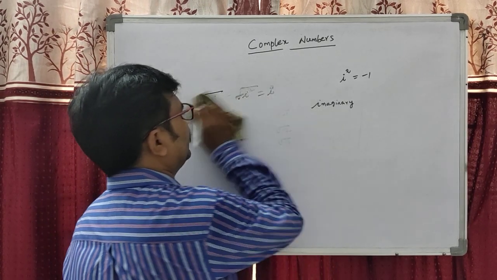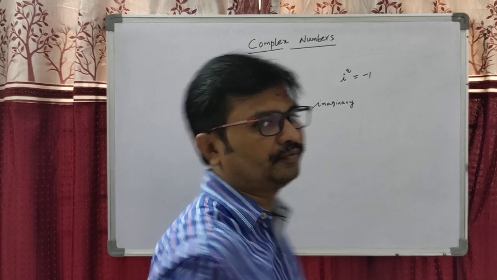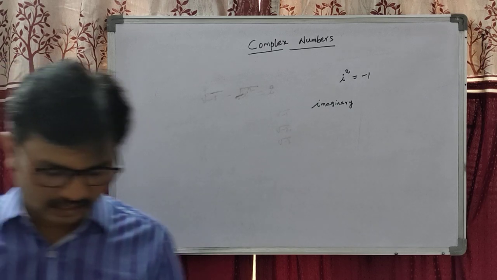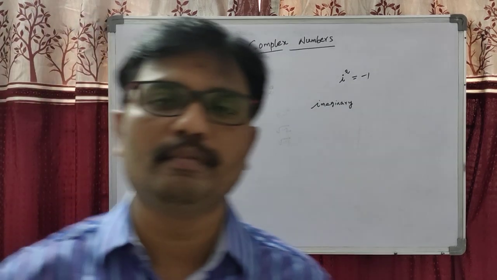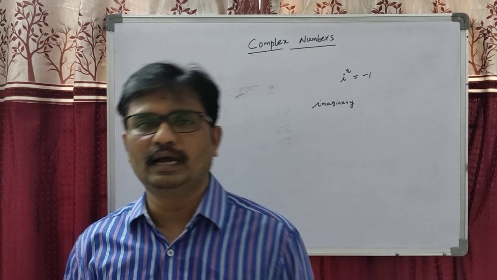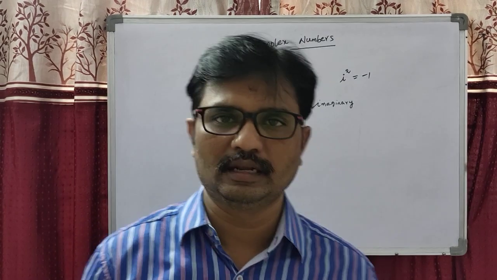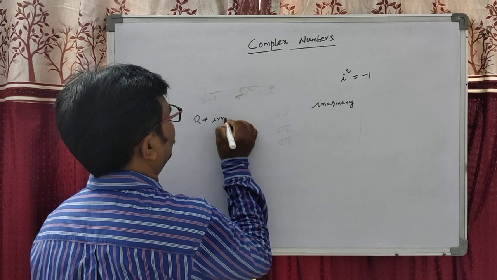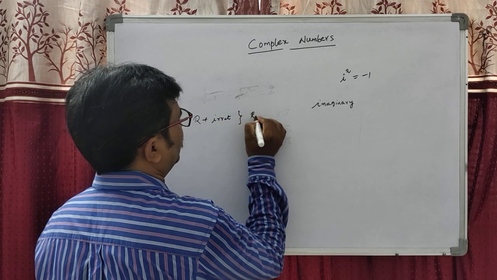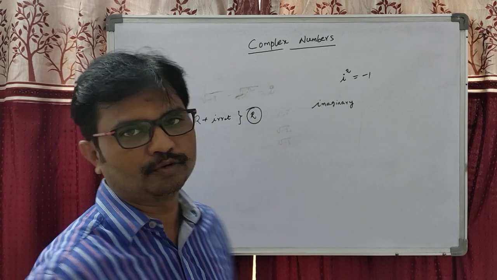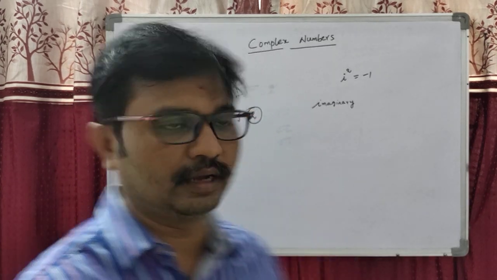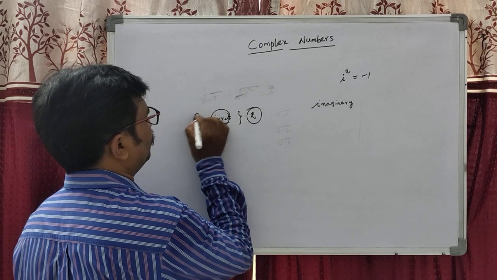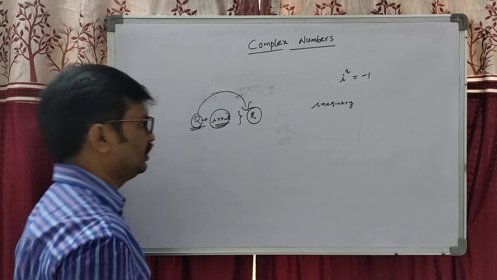Therefore, regarding the combination of imaginary and real, we have to know the natural numbers, whole numbers, integers, rational and irrational numbers. Rational and irrational, these belong to the real numbers. A number is said to be a real number if it is rational plus irrational. Rational plus irrational is called the real number.